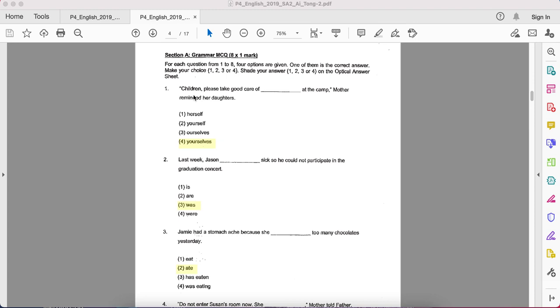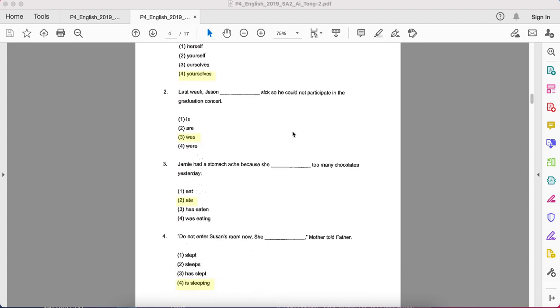Now, you are obviously referring to children, daughters, so you know that this is referring to multiple people, more than one, all right, plural. So obviously yourselves is going to be the right answer that's going to fit the sentence. Okay, so it's going to be, "Children, please take good care of yourselves at the camp," mother reminded her daughters.